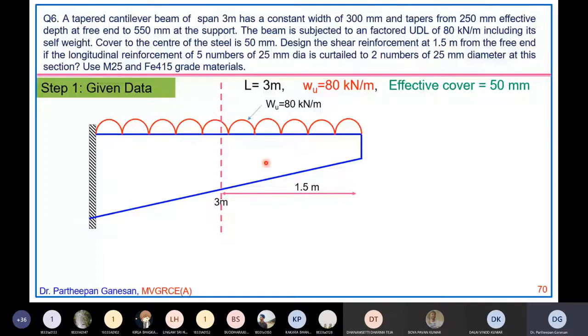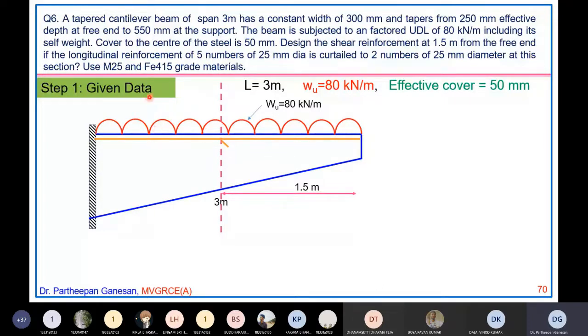Okay. Now, as I told you, bending moment is 0 at the free end and varies parabolically to an amount of WL square by 2 at the fixed end. So now we need the bending moment here. Remember, this is a cantilever beam. So will the main tensile reinforcement be at the top or at the bottom? At the top, okay. So at the top you have provided the reinforcement.